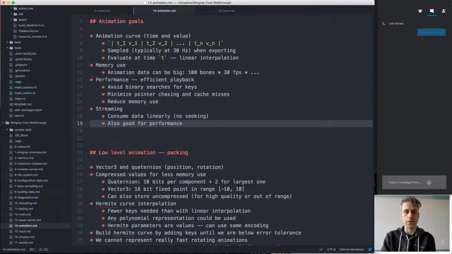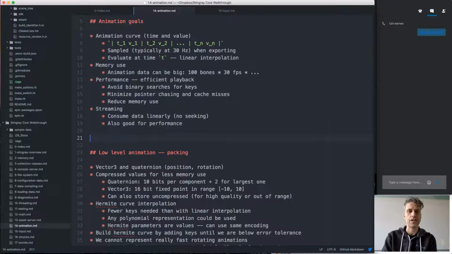Notably, this is also good for performance, because if we're consuming data linearly, that's the ideal situation for the cache, because then we can get good cache prediction of what memory we will use next, and we won't be running around all over memory. We'll just be walking it straight forward, which is the perfect situation for optimal cache performance.